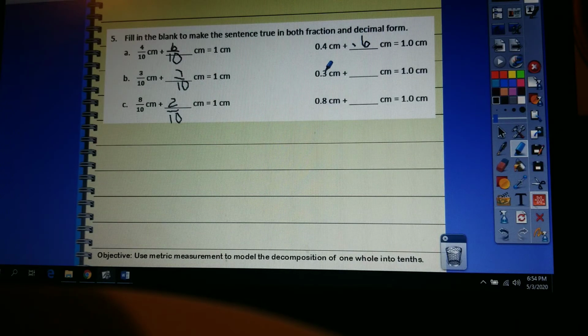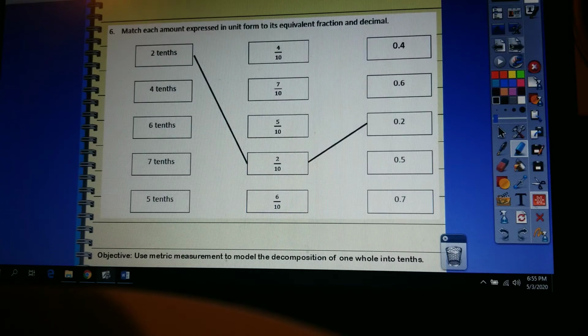If we have 0.3, again, we need a whole. Oh, you're right. We need 0.7 to make that whole. All right, we have 0.8. I need another whole. We need 0.2. You're exactly right. Y'all are so smart. 0.2. Wow, that's beautiful. Hopefully y'all's handwriting's looking a lot better than mine is today. Okay. Ooh, match. Let's see if I can make a straight line. I bet I can. Okay.